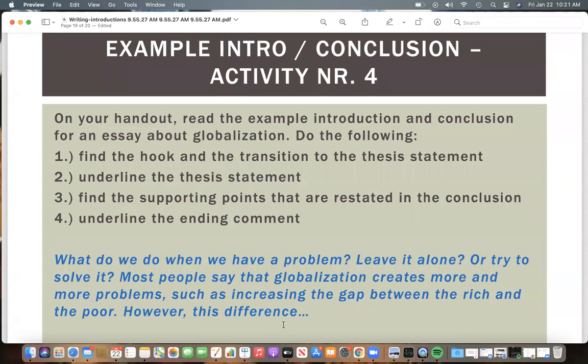And looking back at these sort of suggestions for how to write intros and conclusions and thesis statements should also help you kind of refresh yourself on how to do that effectively. So hope this was helpful.